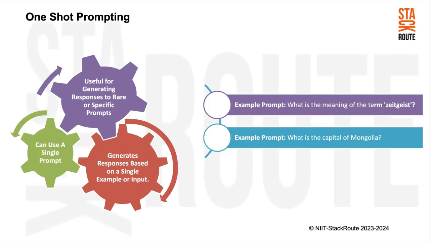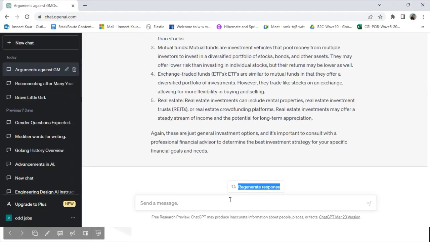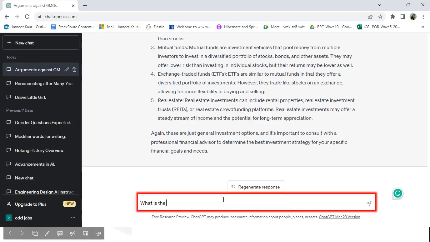Now let us go to the ChatGPT to execute the examples. So let's try out the first example prompt. What is the meaning of Zeitgeist?